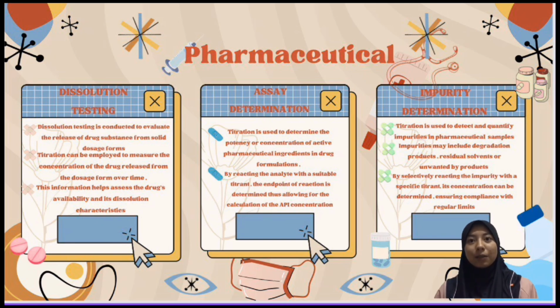Lastly, impurity determination. Titration is used to detect and quantify impurities in pharmaceutical samples. Impurities may include degradation products, residual solvents, or unwanted byproducts. By selectively reacting the impurity with a specific titrant, its concentration can be determined, ensuring compliance with regulatory limits.